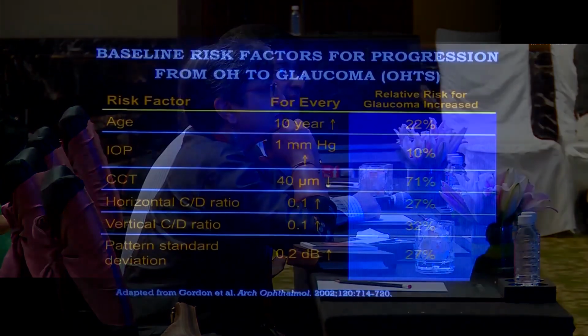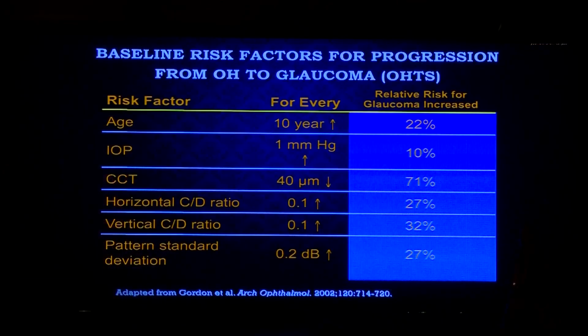with lowered intraocular pressure. So the baseline risk factors for prognosis: age, every 10 years has a 22% risk; IOP, every 1 millimeter of mercury has a 10% risk; CCT, every 40 microns thinner gives you a 71% risk; horizontal cup disc ratio, every 0.1 gives 27%; vertical cup disc ratio, every 0.1 gives 32%; and pattern standard deviation gives you a 27% risk for every rise of 0.2 decibels on the visual field.